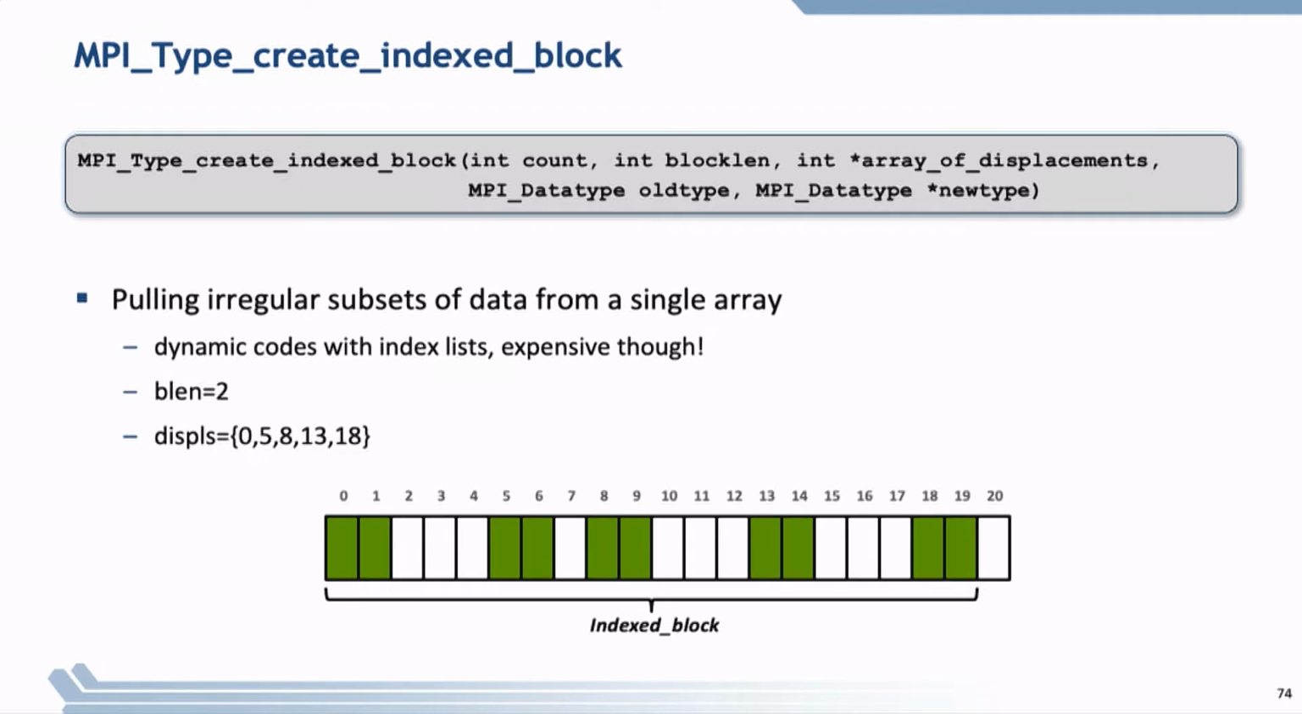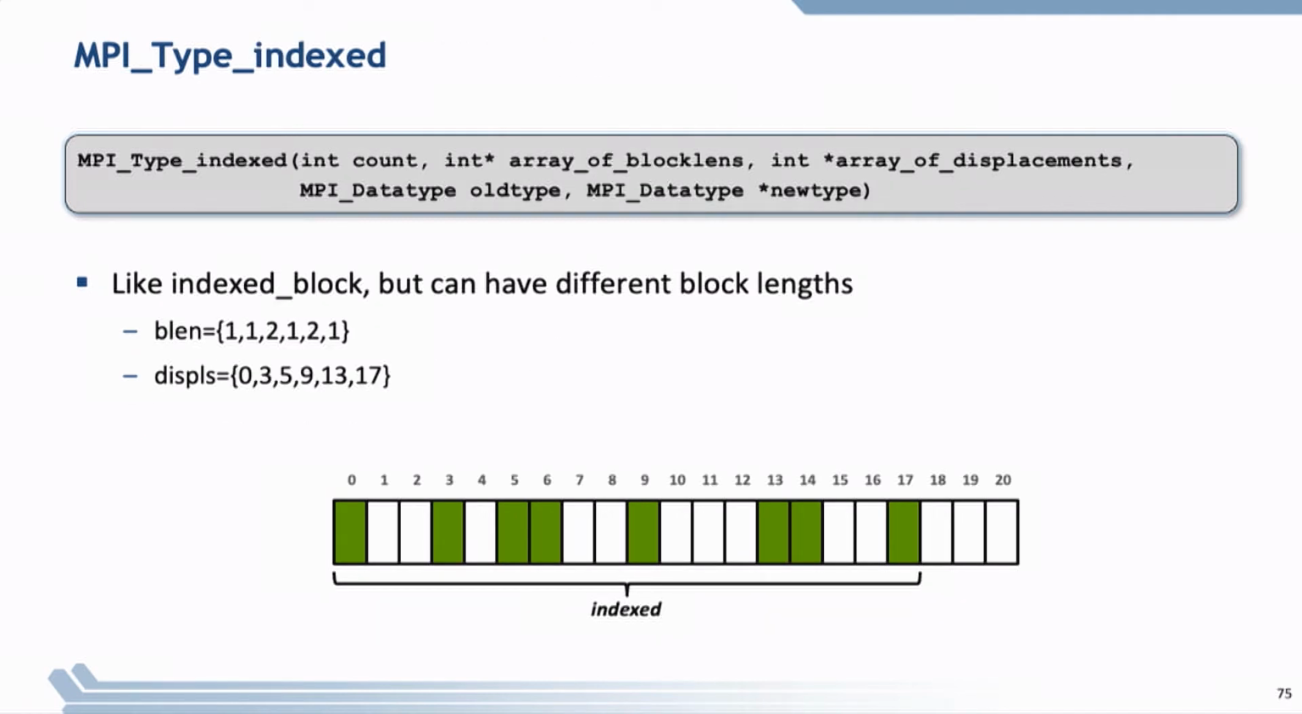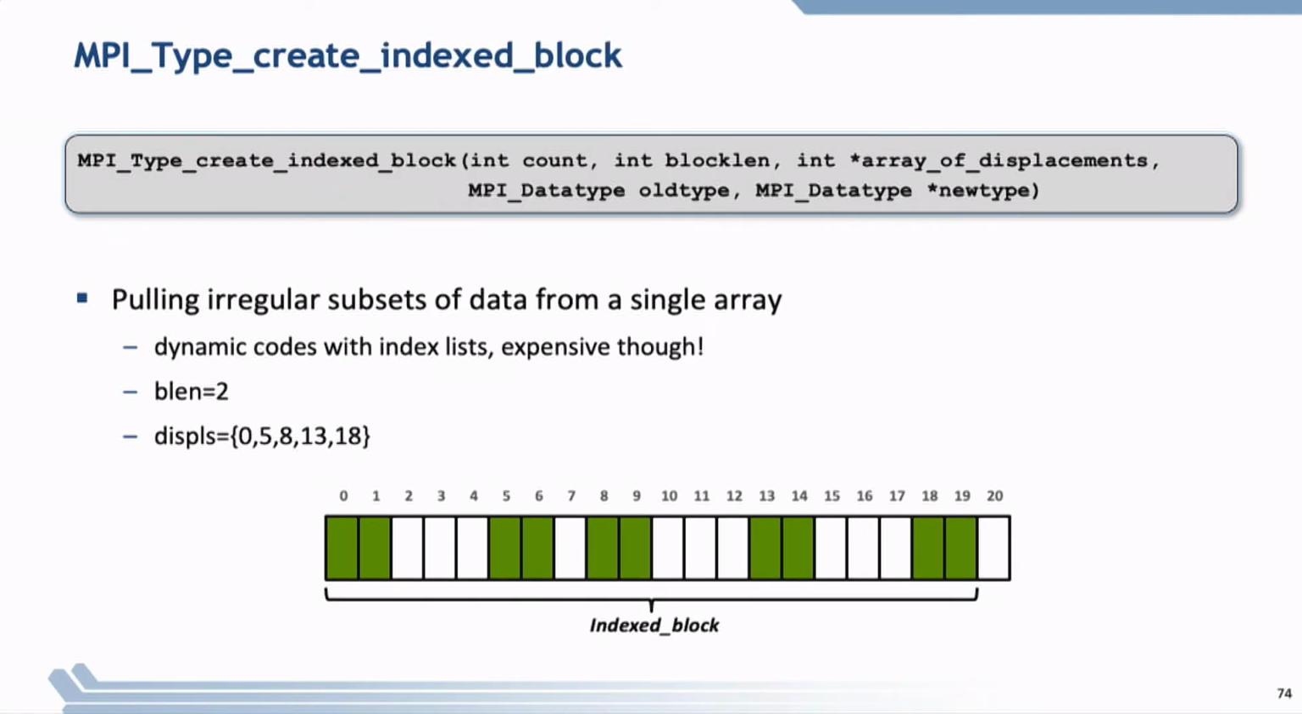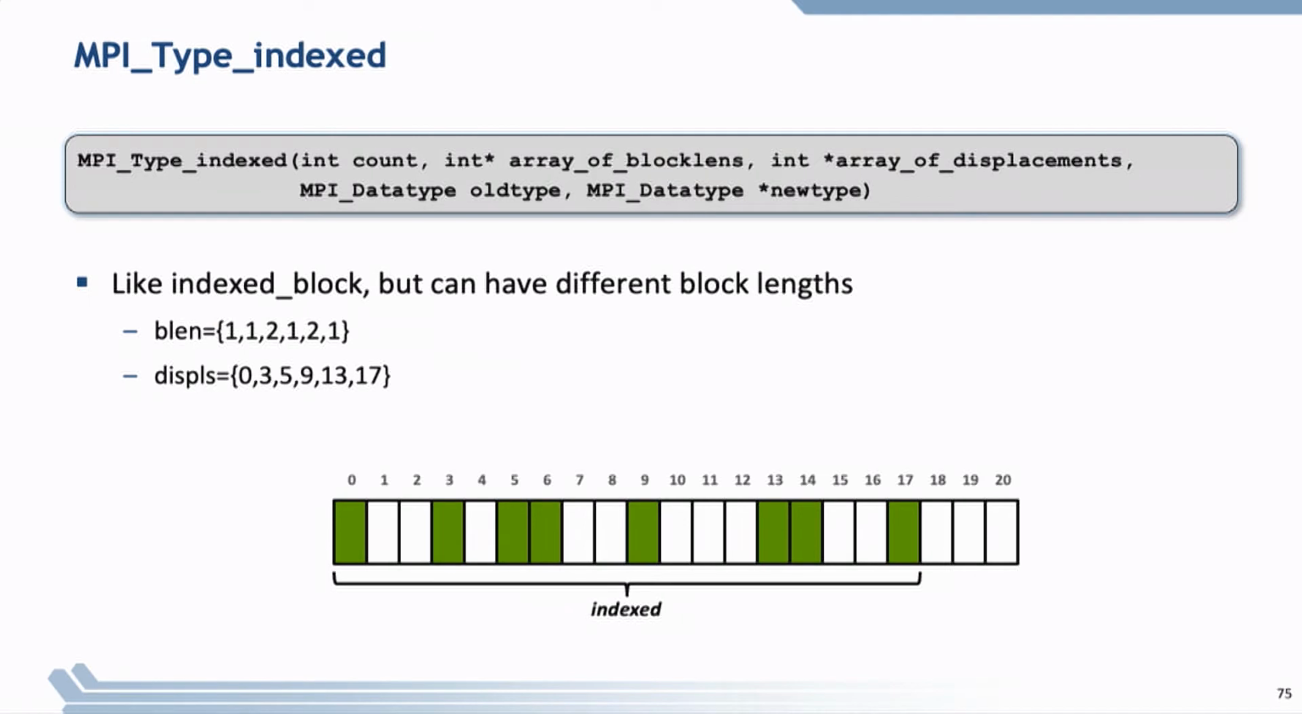Indexed block we talked about. So this is similar to vector, but instead of a regular stride, you have an array of displacements from the beginning of your buffer. Indexed is more flexible still. So instead of having indexed block, where each one of the blocks is regular size, in this example each block is 2. In indexed, each block can be a different size.